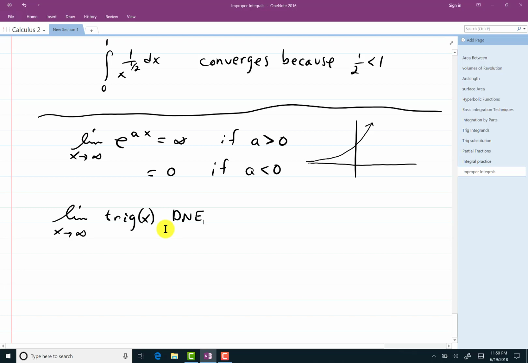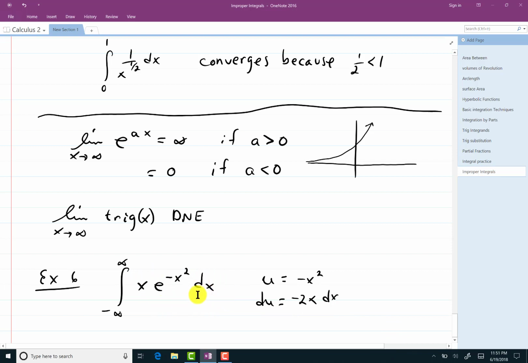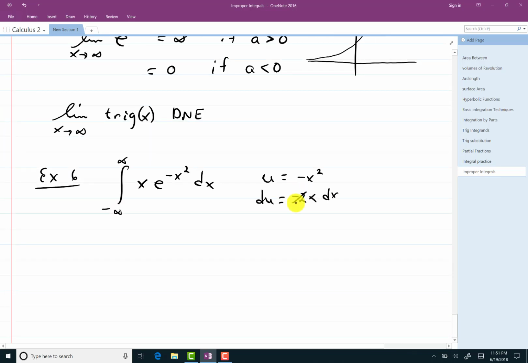Well, with this in mind, let's do an example. Let's do x e to the negative x squared from negative infinity to infinity. This is like doing 2 examples at once because I have to do 2 integrals at once. And in this case, you would let u equal negative x squared, and then du would equal negative 2x dx. Now, I didn't need the negative 2, but I have an x and I have a dx, so I'm going to divide by that negative 2 and put a negative 1/2 there.